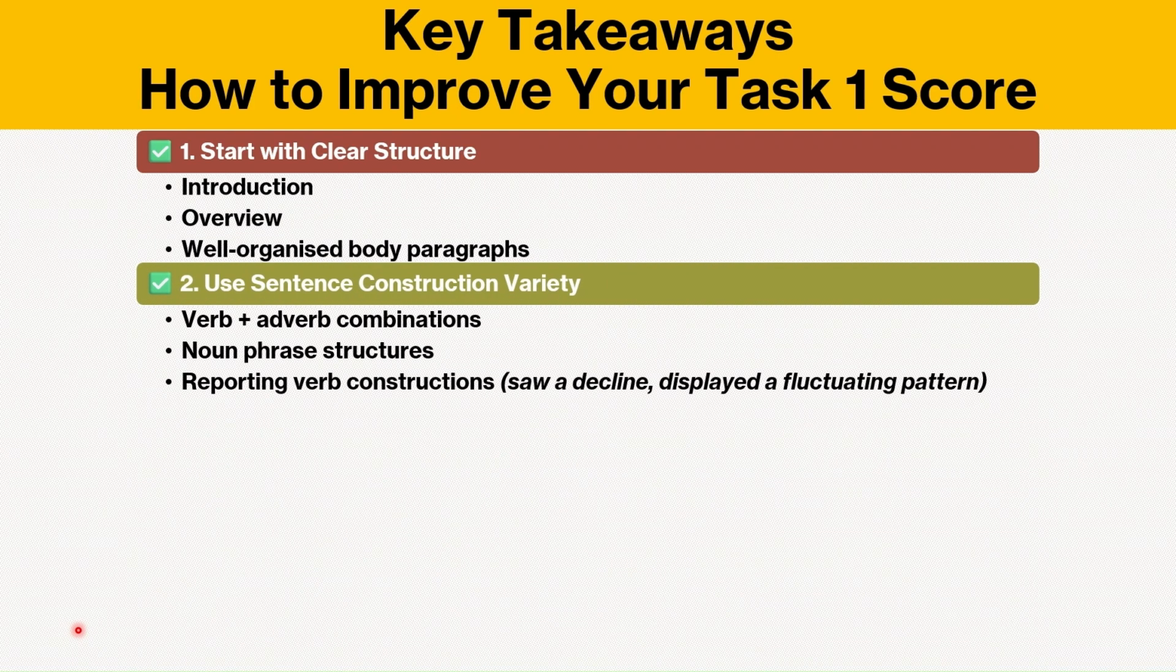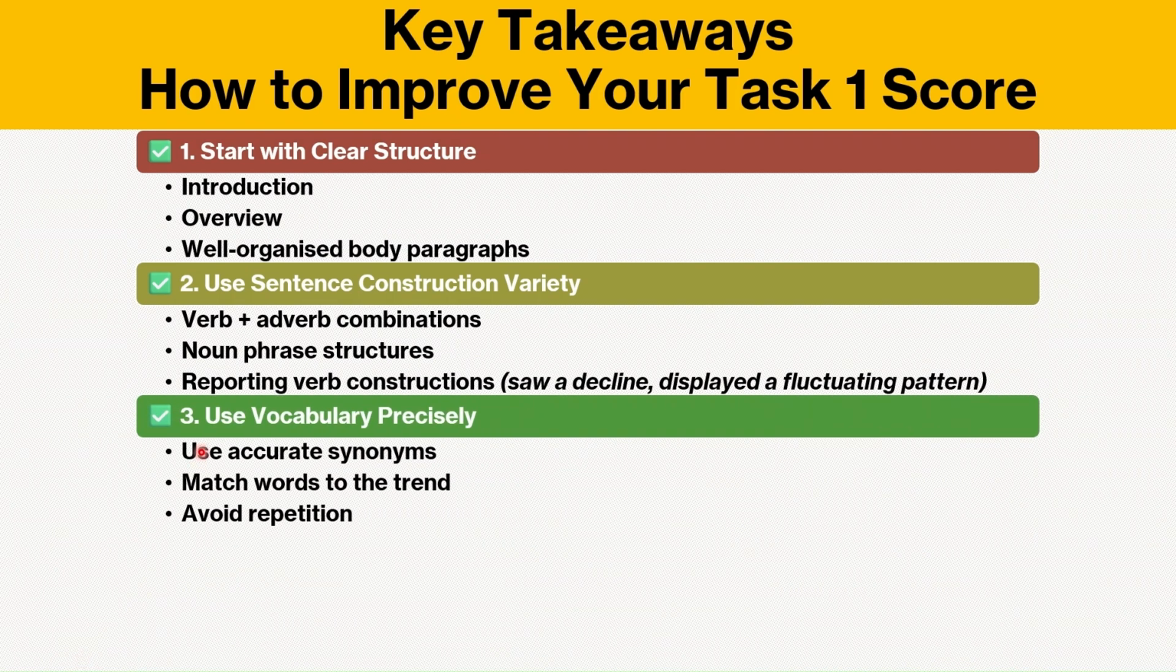Second, use sentence construction variety. Alternate between verb plus adverb combinations, noun phrase structures, and reporting verb constructions such as saw a decline or displayed a fluctuating pattern. This demonstrates grammatical range. Third, use vocabulary precisely. Choose accurate synonyms, match your words to the trend shown in the graph, and avoid repeating the same vocabulary within a paragraph.